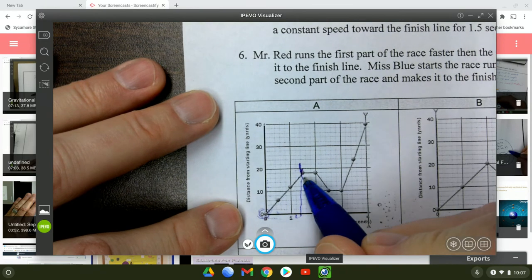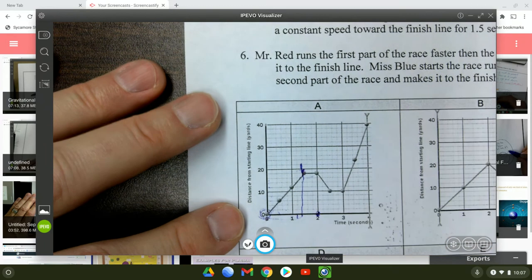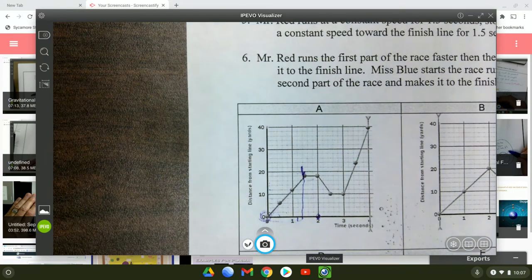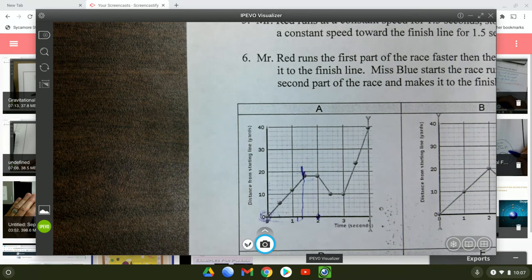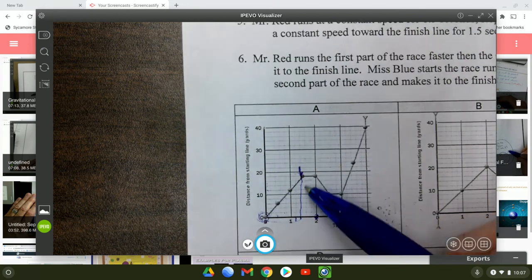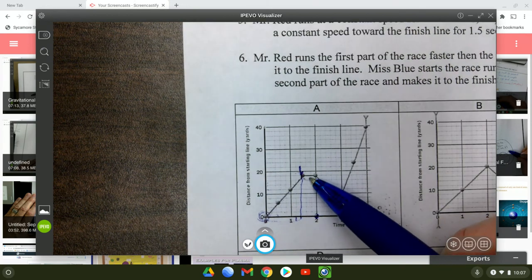But look at this portion right here. It's flat. And if you see a flat line, what does that mean? All right, you should have answered by now. A flat line means that the person is not moving, but time marches on. So the person stands still, time moves on.